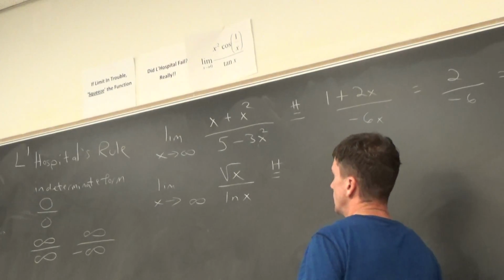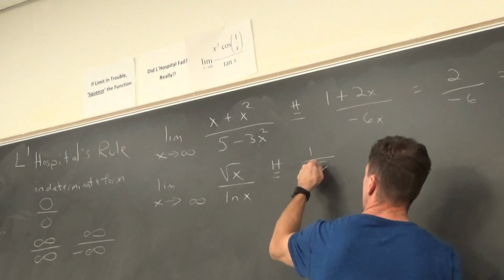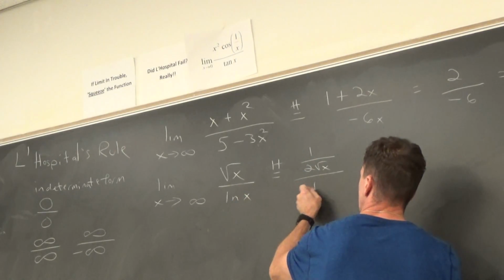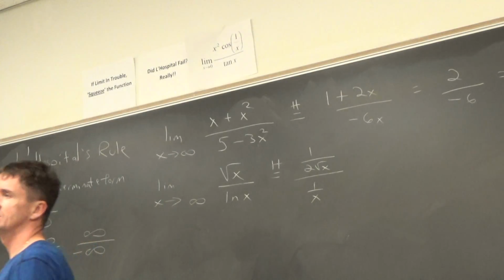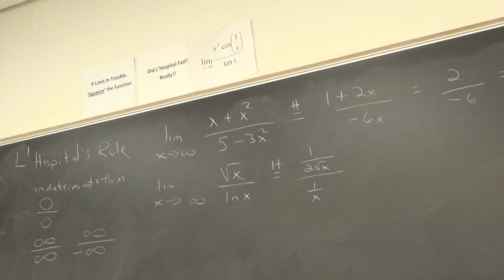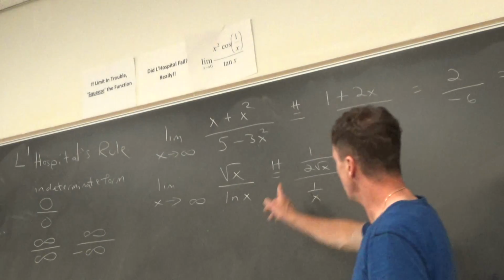Good. Now let's do the derivative of the square root of x: 1 over 2 root x. And the derivative of ln x is 1 over x. But now students get stuck. But you won't. It's x over 2 root x. I want you to go ahead and reduce, make that look better. That's crazy looking. We want to improve that.